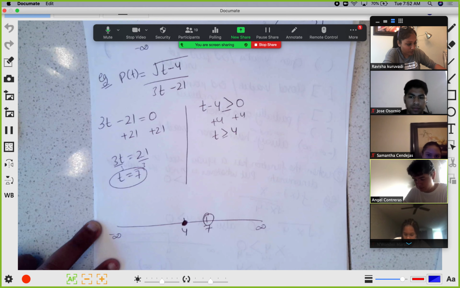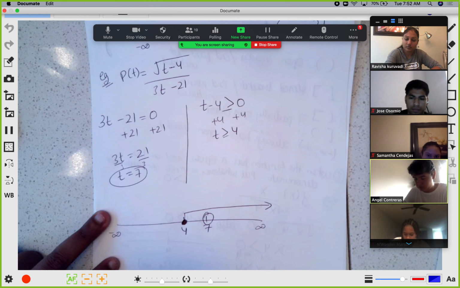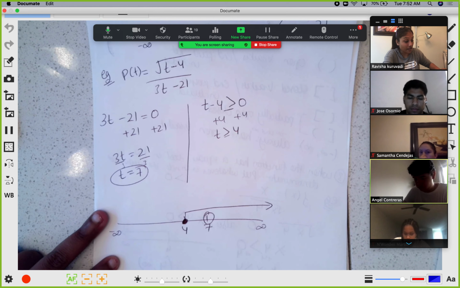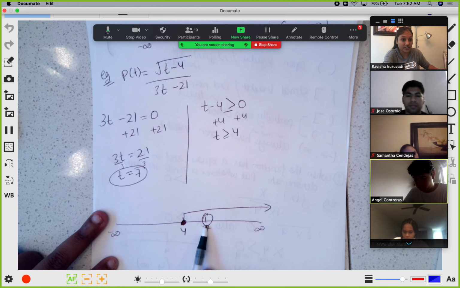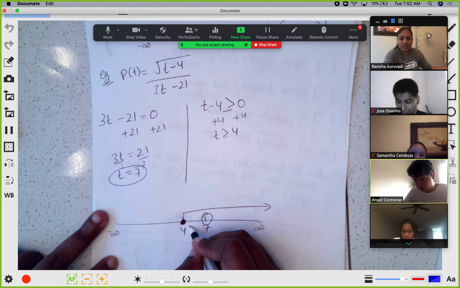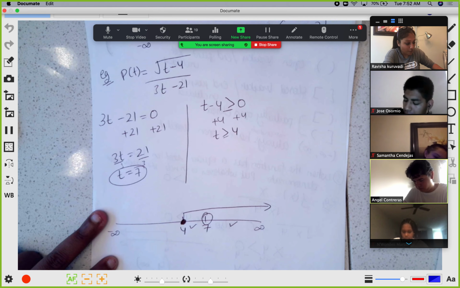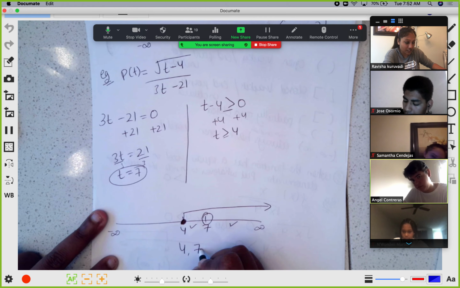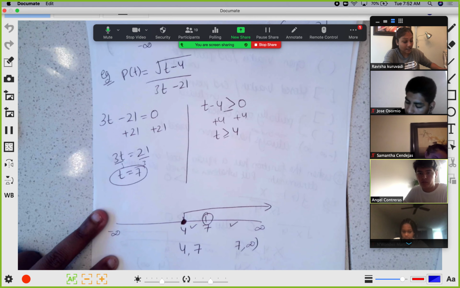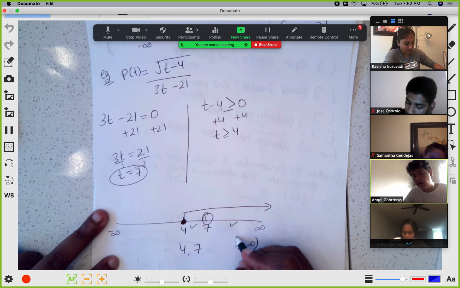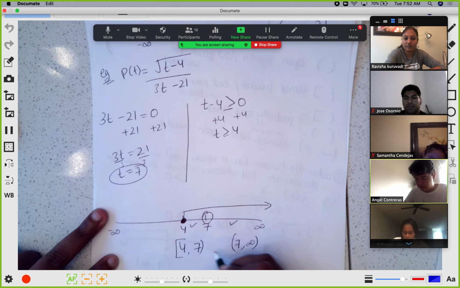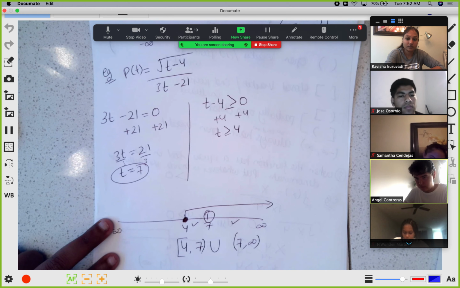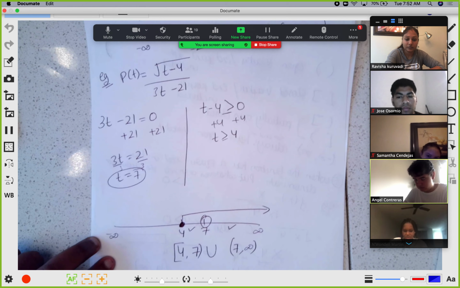Greater than 4 means it's from here to here. That's my answer. But this point should not be included. 7 is not included. So my domain is divided into 2 parts now. 4 to 7, and then 7 to infinity. Infinity I know is always open. 7 is not included, so it will be open. Because my 4 is included, my bracket will be closed there, and you put a union sign. Any doubt with this problem?